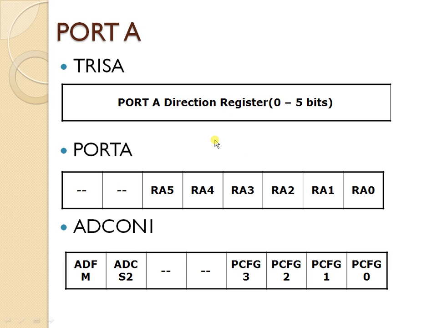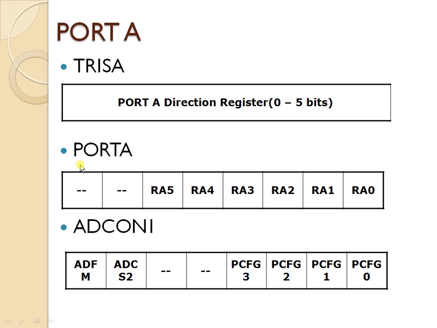Now, in order to use those particular ports, we have to access some registers. The TRIS as well as PORT registers are common for all the ports, and apart from these, we'll also use some other registers. Let us see what the TRIS register and the PORT register are. The TRIS register is basically used for selecting the direction of the port, whether it has to be used as input or as output. That is decided with the help of the TRIS register.